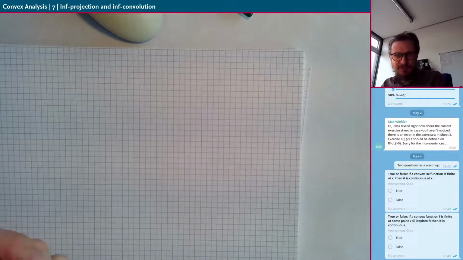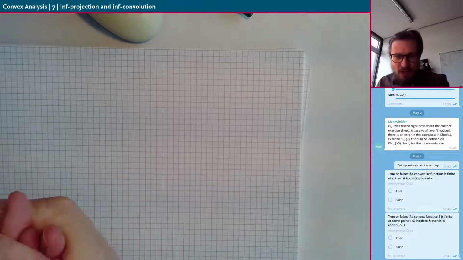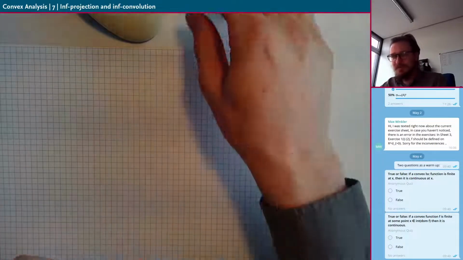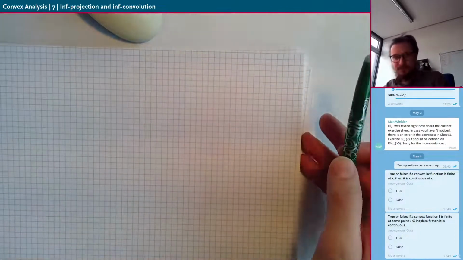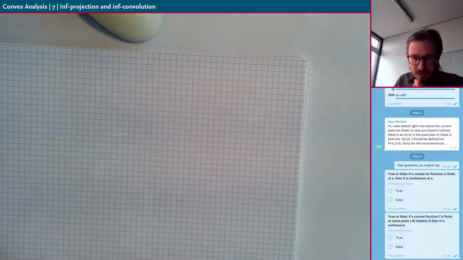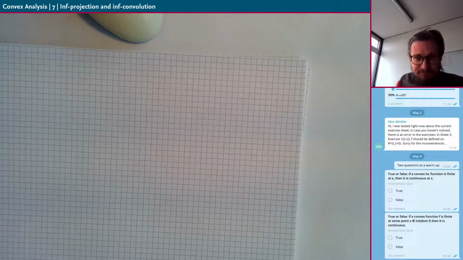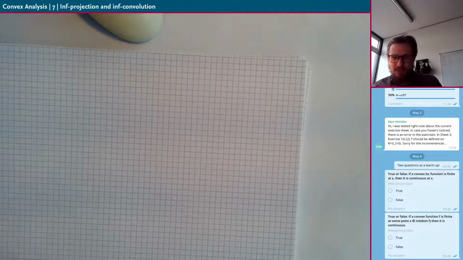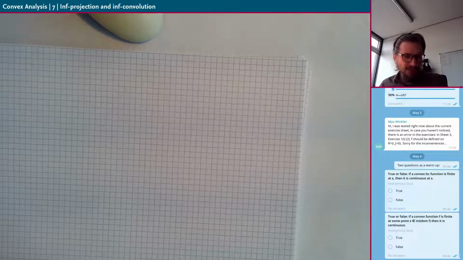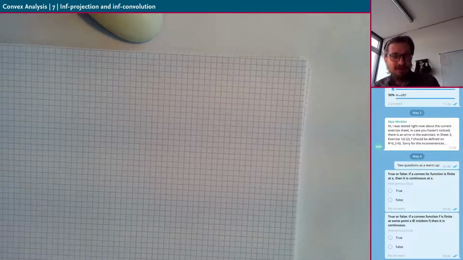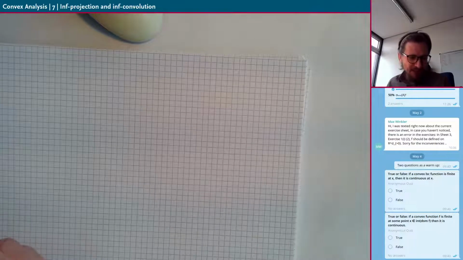And there are two warm-up questions in the chat on the topic of the last lecture, which was continuity properties of convex functions. Apparently there are no answers now, so I don't think it makes too much sense to discuss them right now. I'll check in later if there are any answers, and if there are, let's discuss them, and if not, let's wait.